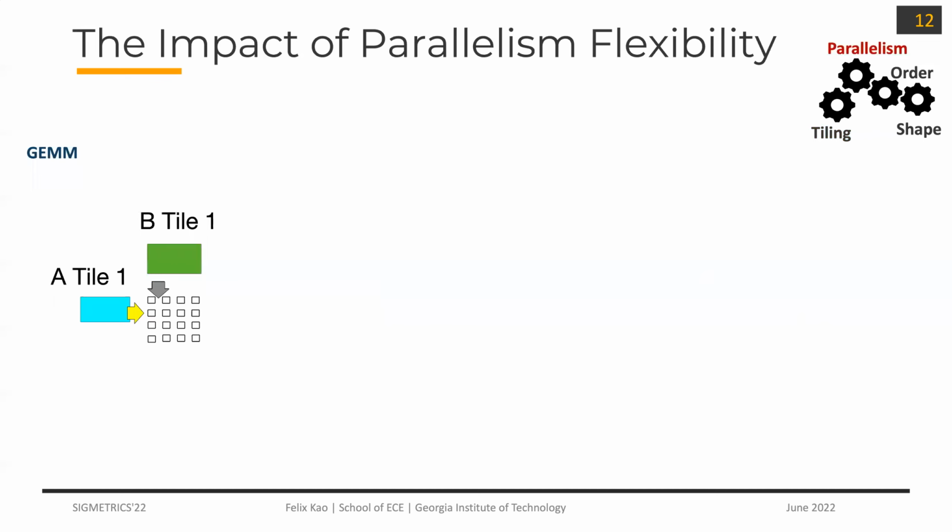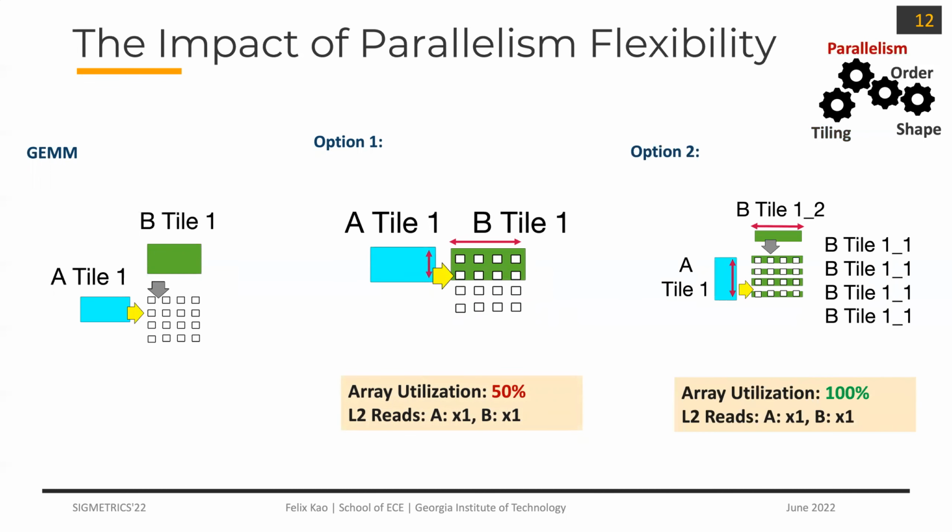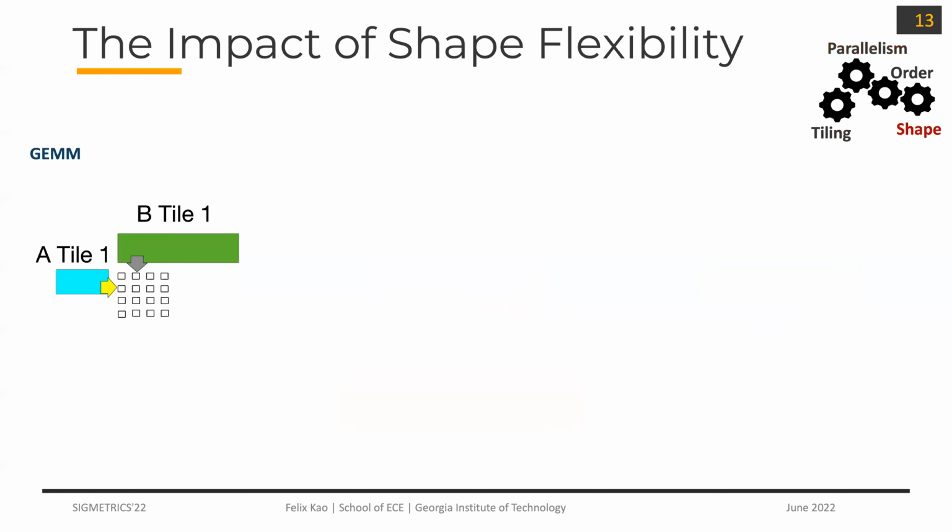For parallelism, in option 1, we can parallelize across these two dimensions, and the PE utilization is about 50%. And if we change the parallelism dimension to another 2 dimensions, then PE could be 100% utilized.